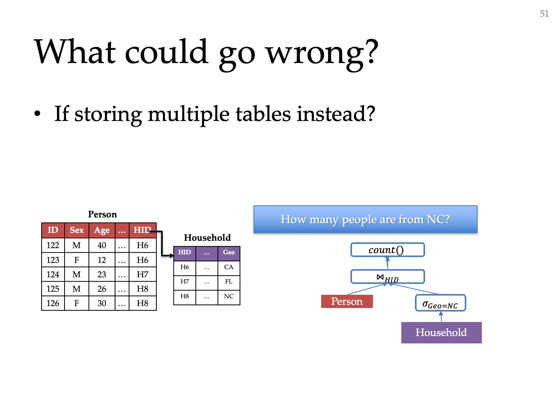We first apply a filter on the household table that filters out the rows with geolocation equal to North Carolina. Then apply join with the person table. Afterwards, we get a count. By adding or removing one row in the household table, the filtered results change by at most 1. But the joint output changes may be greater than 1, since one household may have multiple corresponding entries in the person table. As a result, the overall sensitivity will be the maximum joint multiplicity.